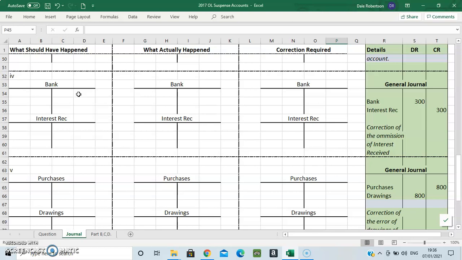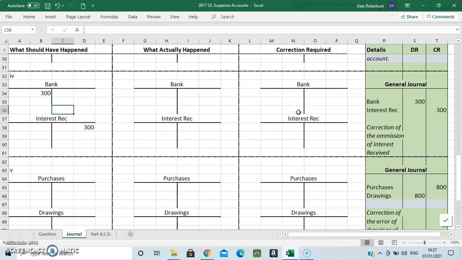And it has not been entered in the books. Okay, so therefore, we're going to enter this in. What should have happened? Well, if it's interest received, then that would be €300 on the credit side because it's an income, and then we would lodge that lovely check into our bank account and it would go like that. What actually happened is that nothing happened. There is zero entry there in what actually happened.